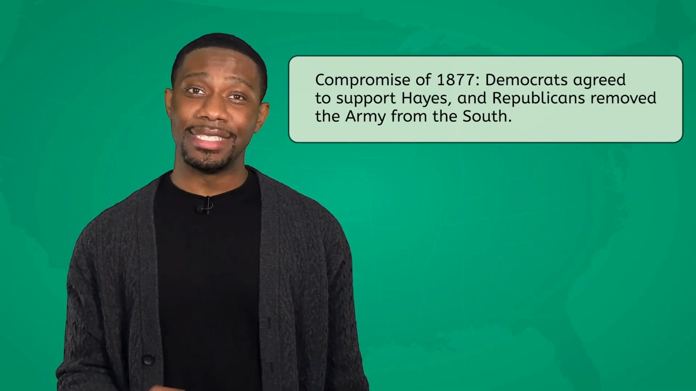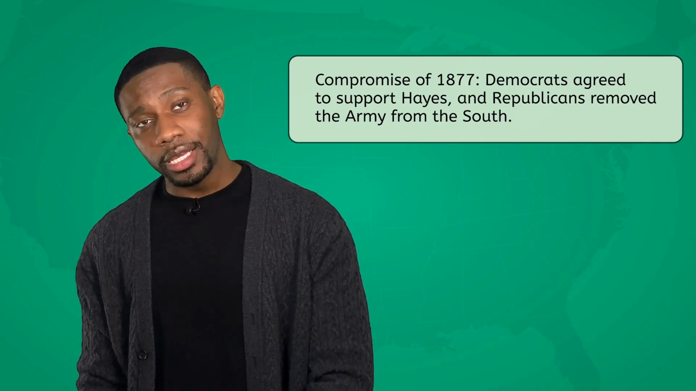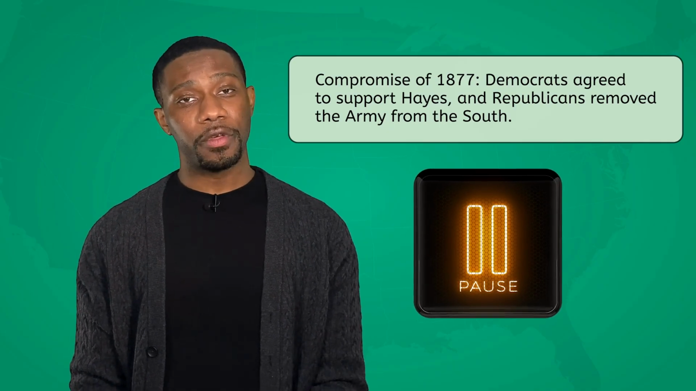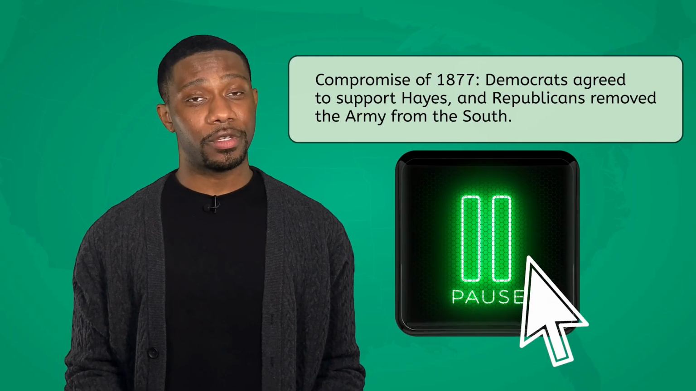In the end, the election was resolved by the Compromise of 1877, in which Democrats agreed to support Hayes as president and Republicans agreed to remove the Army from the South. Now, how do you think this compromise would impact Reconstruction efforts?